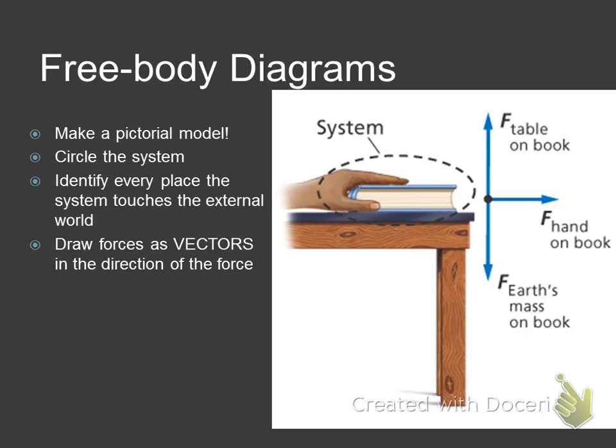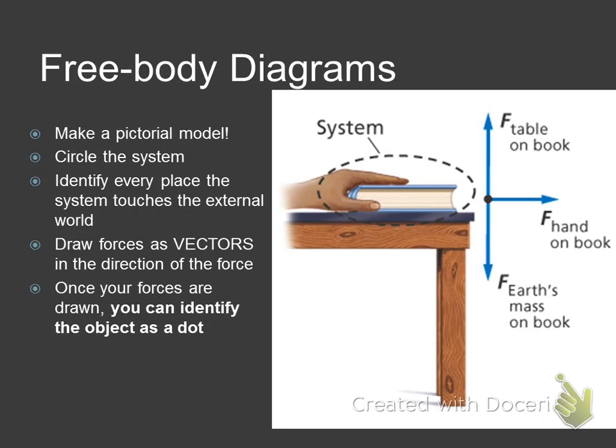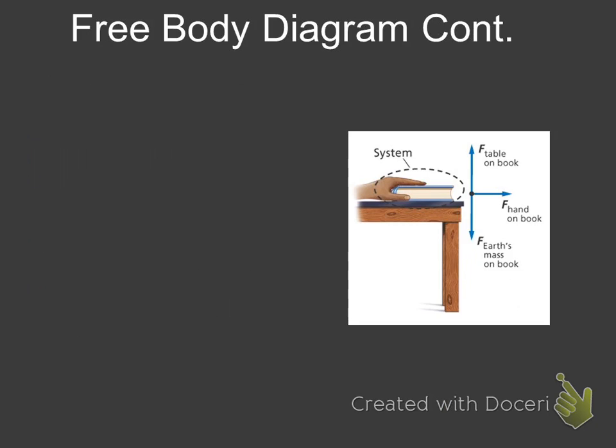Because moving at constant velocity means we have no acceleration, and we know that net force is equal to mass times acceleration. That's Newton's second law. So when we draw a free body diagram, we draw them as vectors, and we draw them in the direction of the force. Once your forces are drawn, you can identify the object as a dot. That's what we talked about at the beginning. You can indicate the system as a dot.